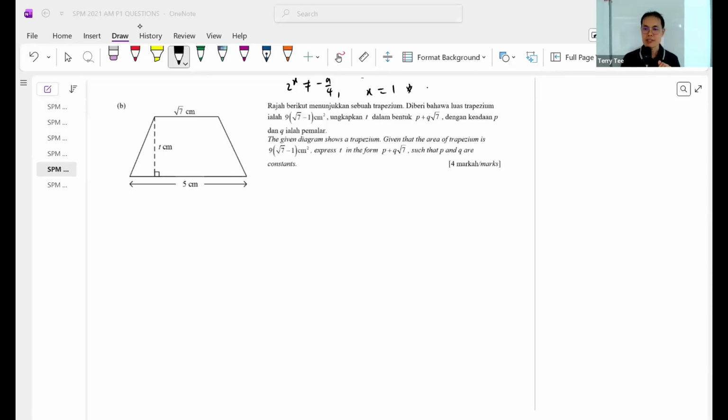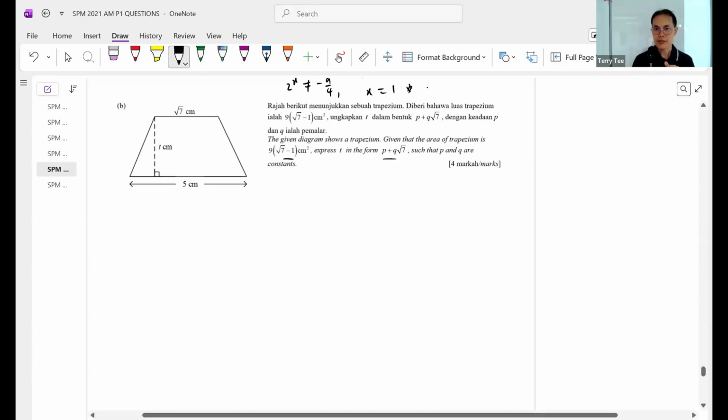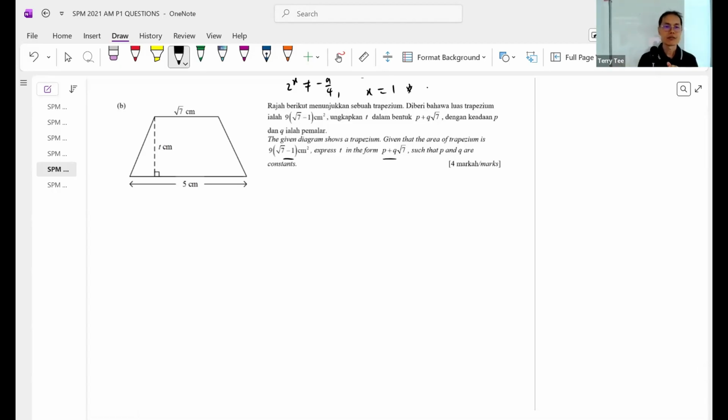Part B is involving surds. So let's begin. Your diagram shows a trapezium. The area of the trapezium is this. You're supposed to express t in this form. Okay, so what's the formula for the area of a trapezium? Half the sum of parallel sides, root 7 plus 5, root 7 plus 5 times height. What's your height? t. The result is 9, root 7 minus 1.